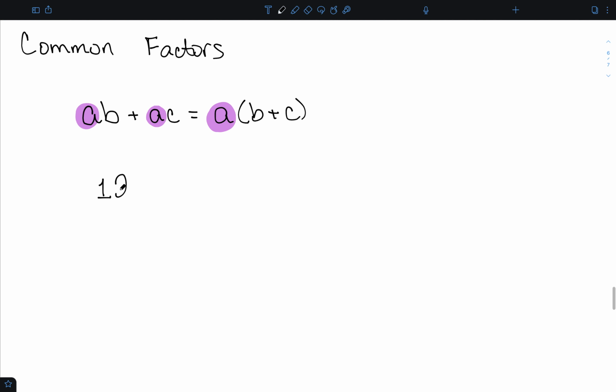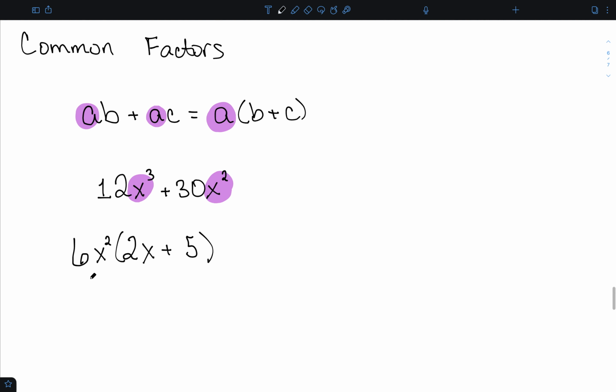As an example, let's look at 12x cubed plus 30x squared. I can see that 12 and 30 have a 6 in common, and both of these terms have at least 2 x's. So if I remove the 6 from the 12, I'm left with 2, and I remove 2 of the x's, so I'm left with 1. If I remove the 6 from the 30, I'm left with 5, and I remove both of the x's.